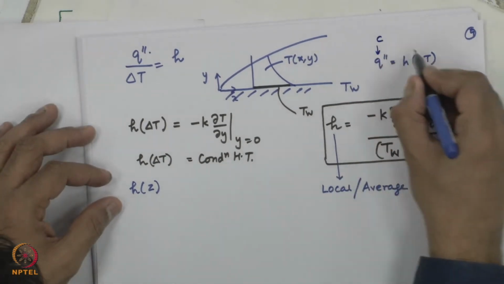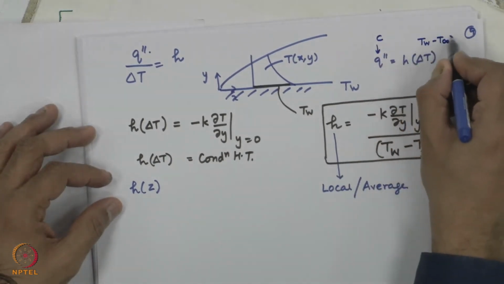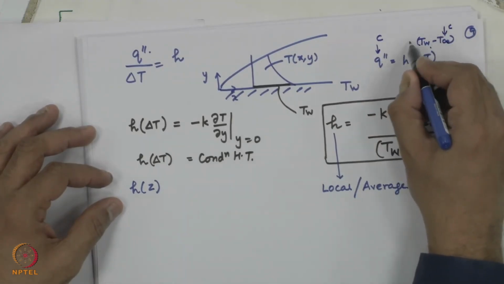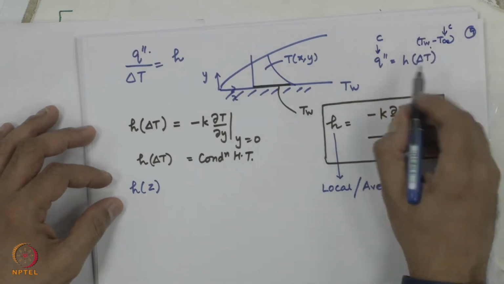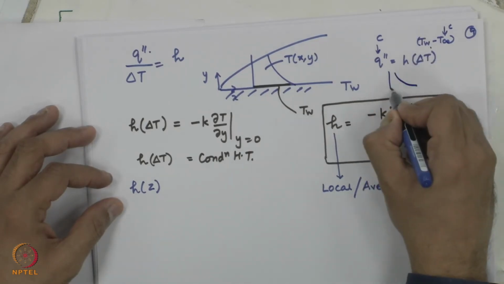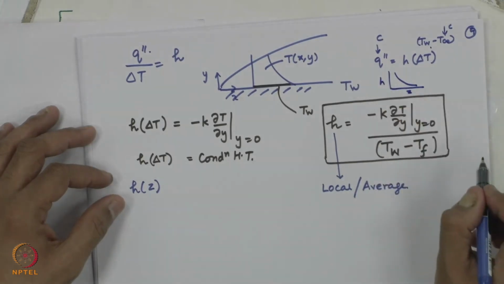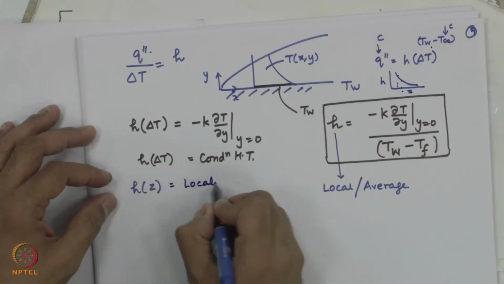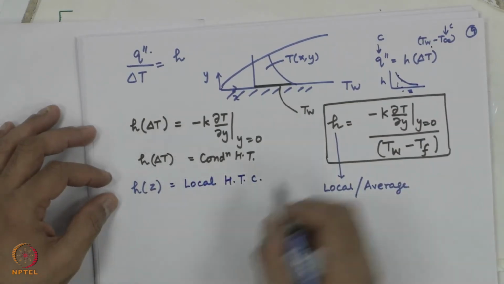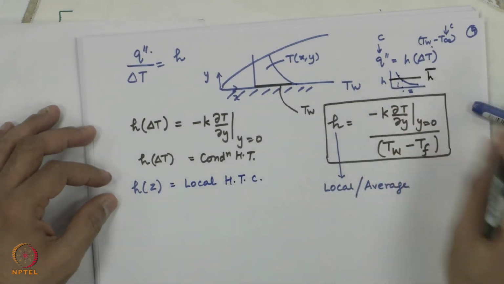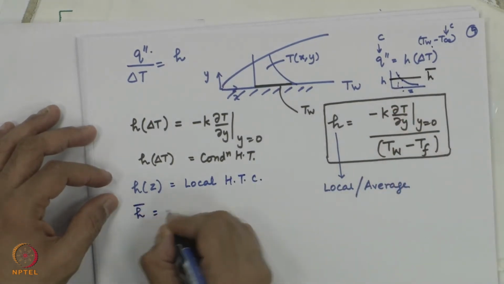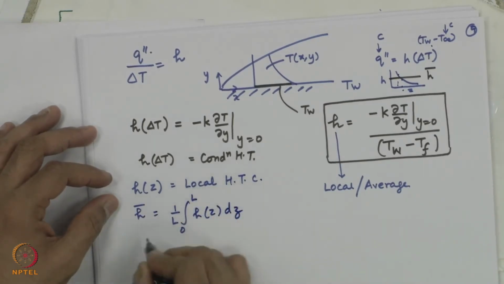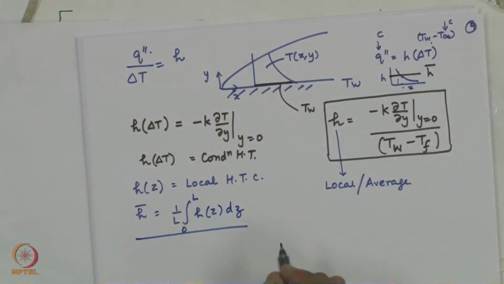Q double prime is constant, T wall minus T infinity is going on increasing, therefore, the heat transfer coefficient is going to reduce to keep the product the same. So, H is going to drop like this in flow over a flat plate. This value at every location is local. Local means at every location. If I want to take an average value, H bar is nothing but the integral over 0 to L of H local as a function of z. This is called the average heat transfer coefficient.